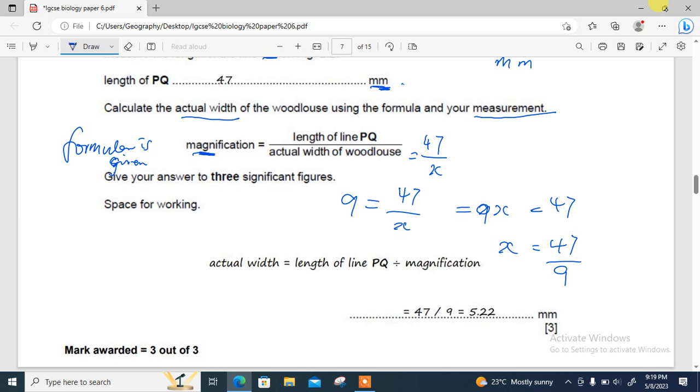Then I think you get 5.22, because here your answer should be in 3 significant figures. So that will obviously give you a mark.